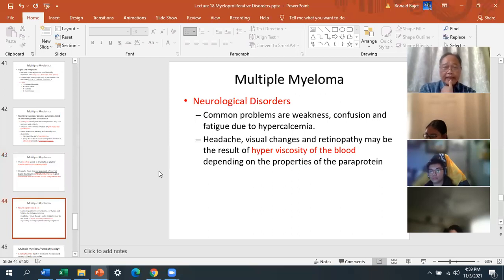Neurological disorders, again, you get neurological disorders, and that's probably due to the thickness of the blood. Here you have, and remember, the thickness of the blood, you have a high protein level. It's similar to polycythemia vera. Remember, polycythemia vera, you have excess red blood cells. Here in multiple myeloma, you don't have erythrocytosis. You have the protein. It's the thickness of the protein that causes you to have the headaches or the symptoms, the retinopathy, visual changes and headaches. And that's because of the hyperviscosity of the blood.